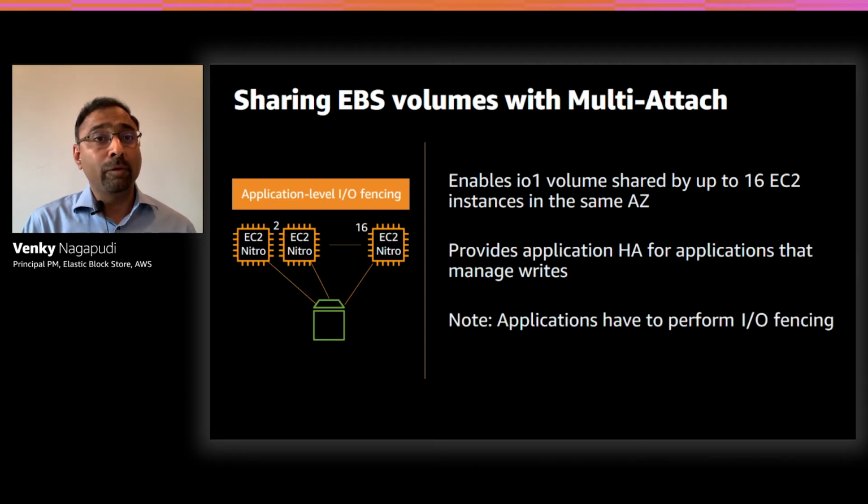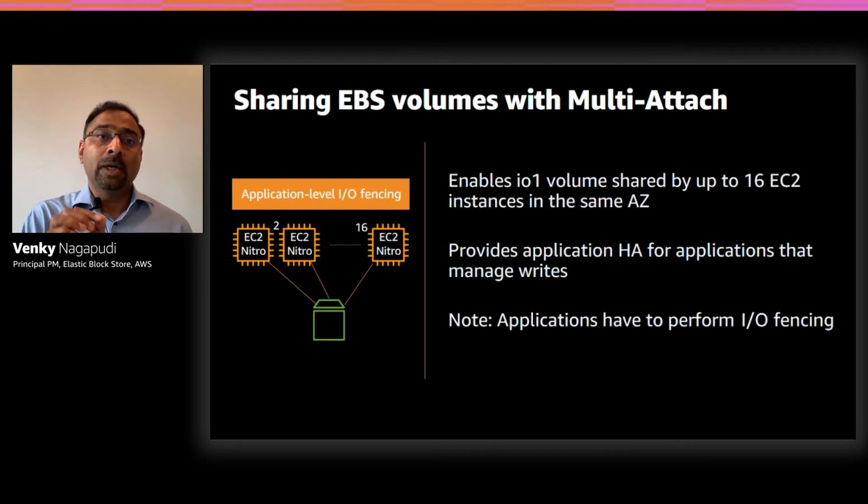And if you want more bandwidth, more performance than that, what you can do is take a stripe of these volumes and then share the stripe across multiple EC2 instances. And you can then enable clustered file systems, clustered databases, and your own custom applications as well. But the caveat here is that you need to have I/O fencing available either in the file system or in your application.